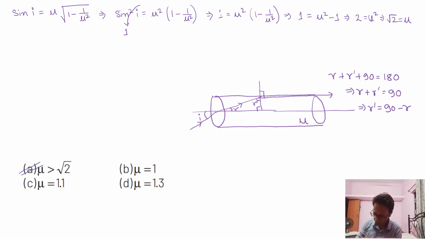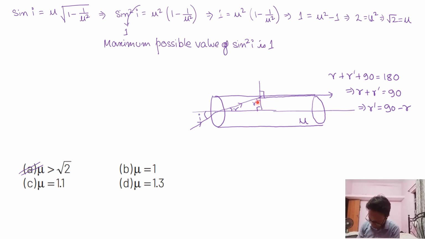Now I have a doubt. Out here, the maximum possible value of sin² i is 1. Why did I take the maximum possible value of sin² i equal to 1?